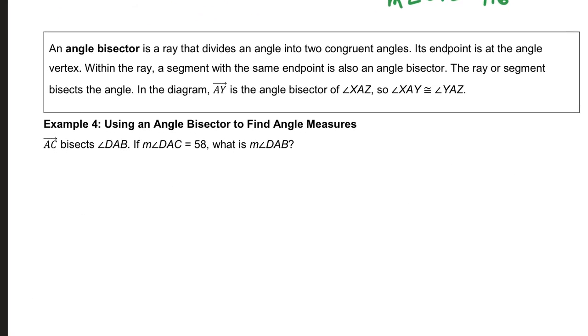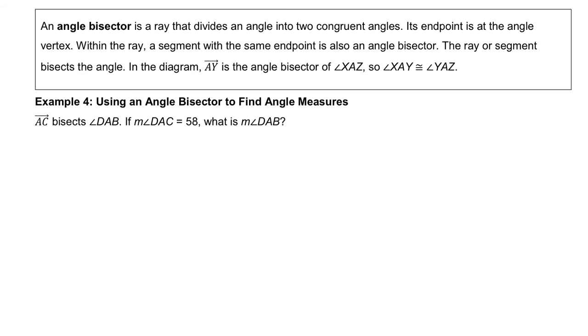The last term we're going to learn here is an angle bisector, okay? An angle bisector is mostly going to be a ray in our cases. An angle bisector is a ray that divides the angle into two congruent angles, two angles of equal measure. Its endpoint is at the vertex of the angle. A segment could also be an angle bisector, but for the most part, we're going to see a ray as an angle bisector. So I'm going to draw a diagram to illustrate this in example 4.